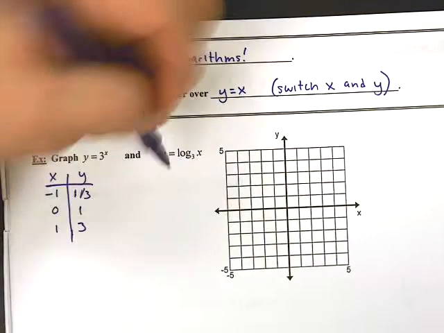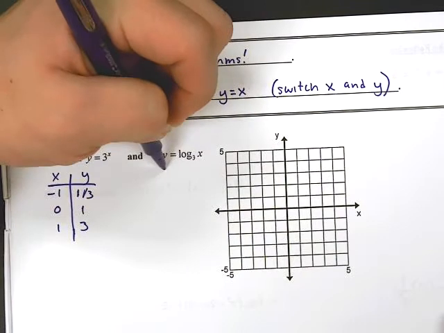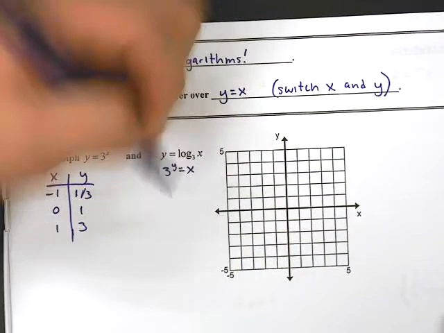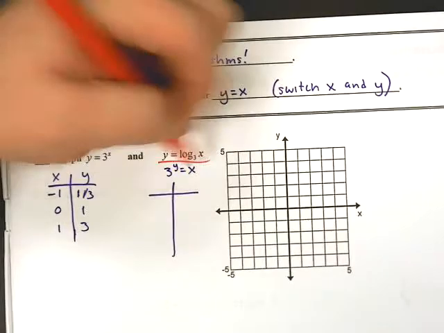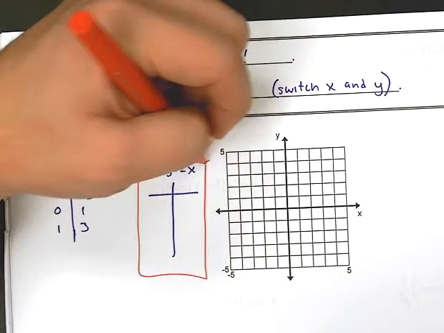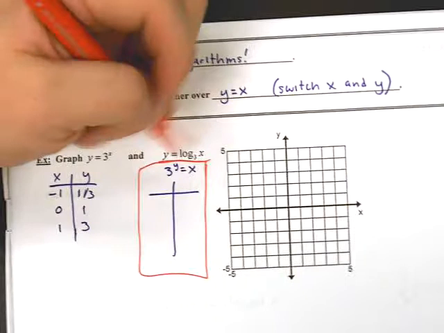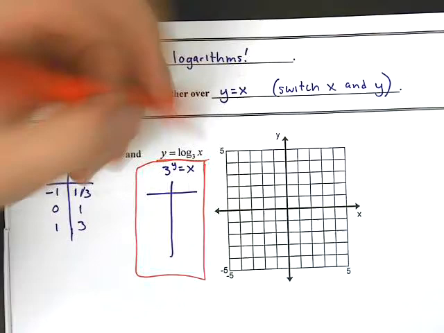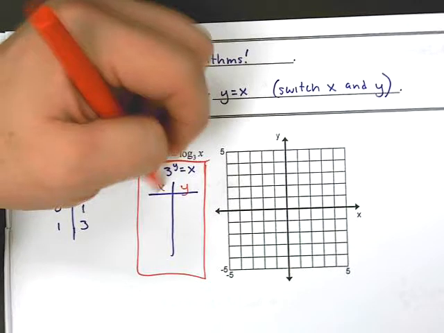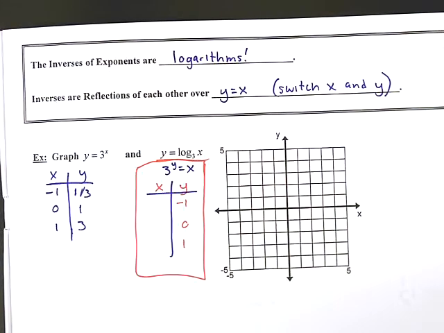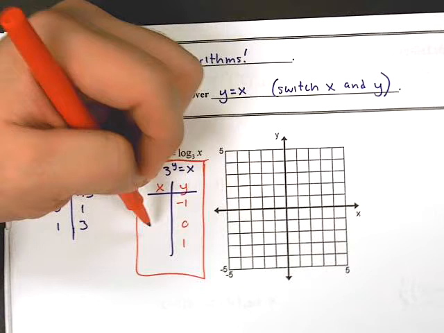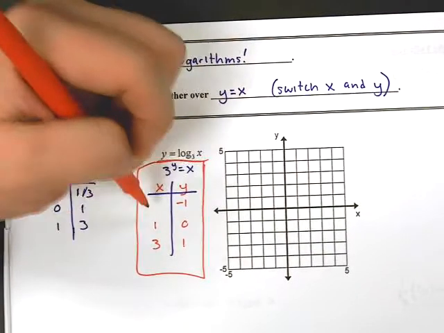When I take a look at this one, I'm going to switch. I'm going to say I have 3 to the y is equal to x. You know what, I should have changed colors. Sorry, my bad. I'm going to make this red. When I continue x, y, remember now my -1, 0, 1 go in the y column. And so I get 1, 3, and 1/3.